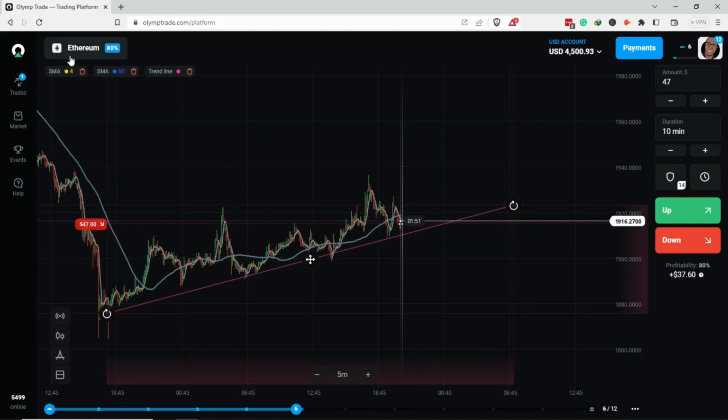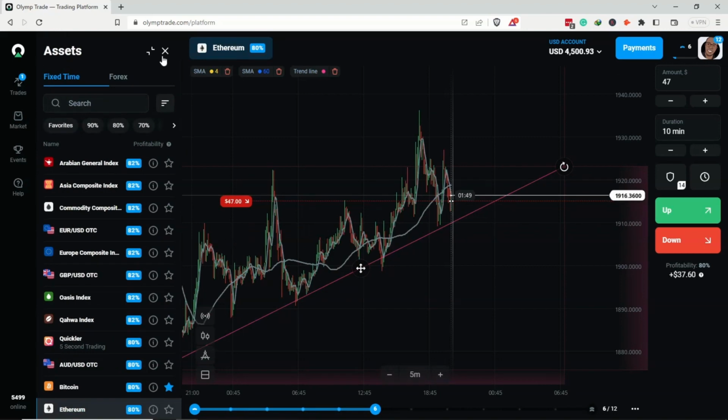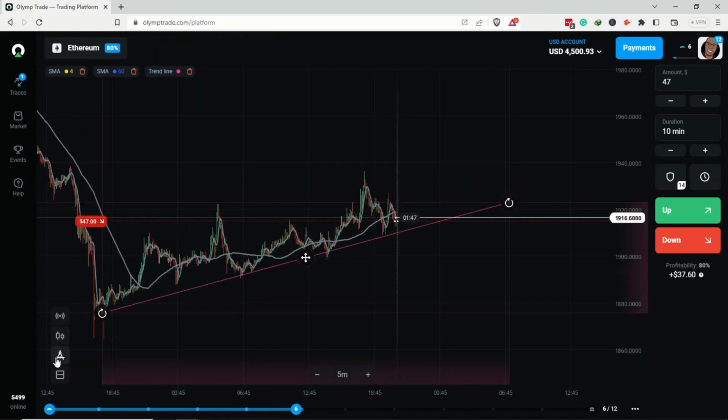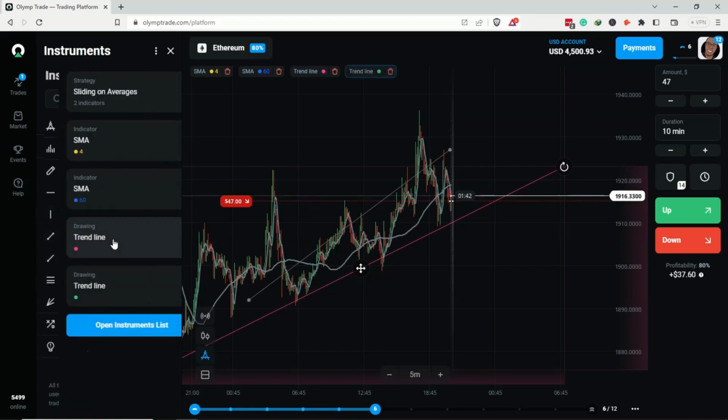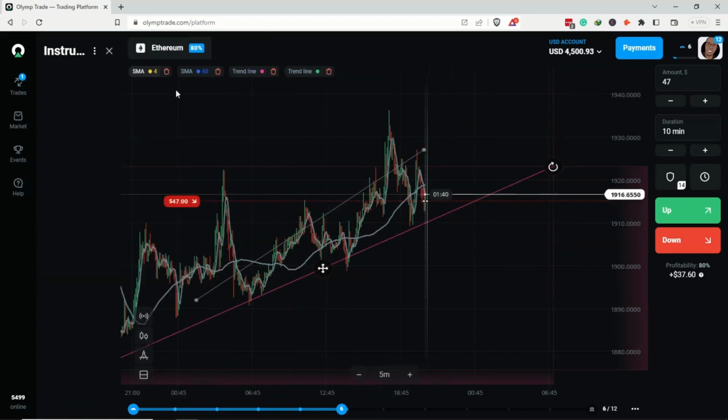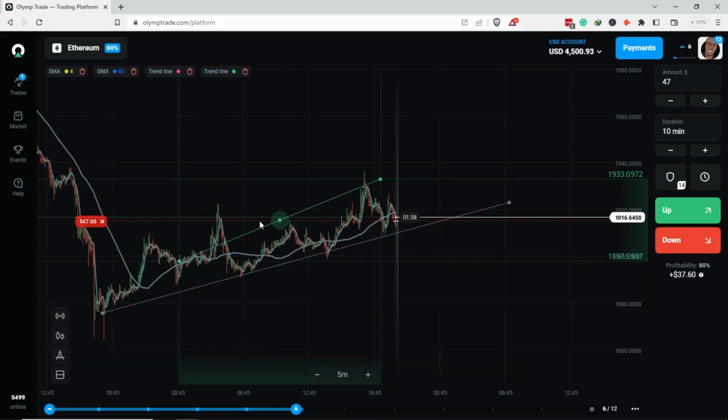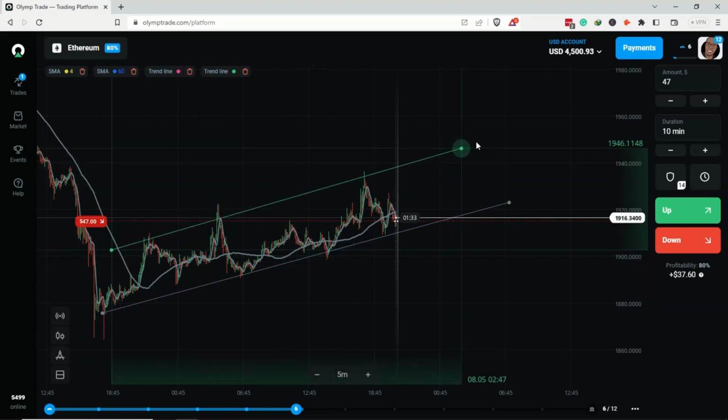We need another one. Let me look for another trend line. There you go. So this appears to be your support.